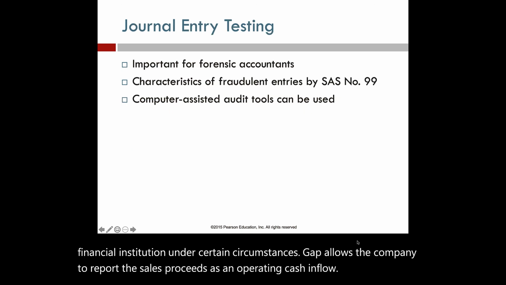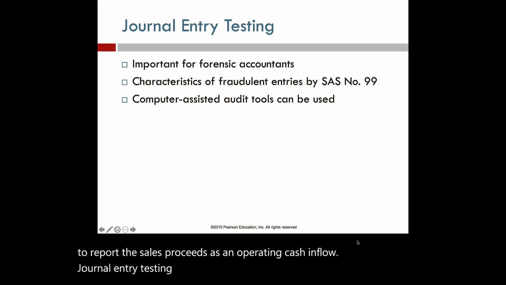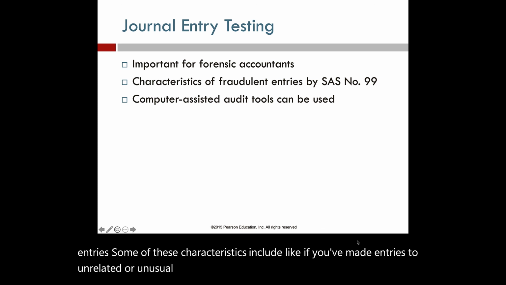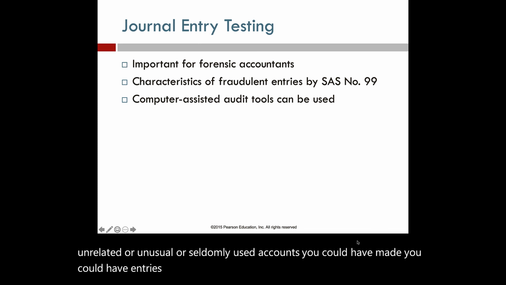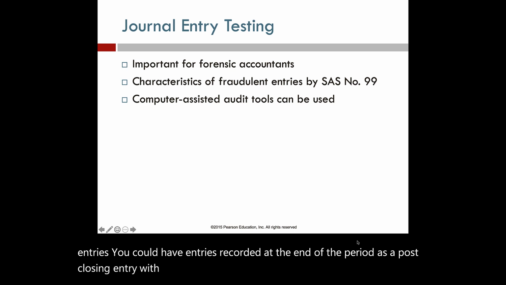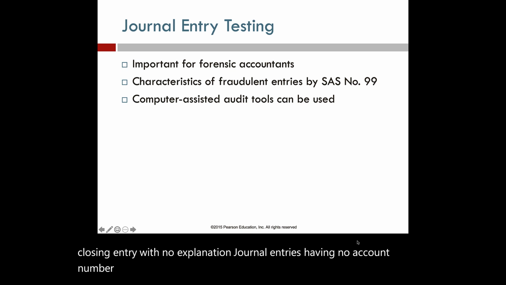Journal entry testing identifies several common characteristics of fraud entries. Some of these characteristics include entries made to unrelated, unusual, or seldom-used accounts. You could have entries made by individuals who do not normally make journal entries. You could have entries recorded at the end of the period as a post-closing entry with no explanation, journal entries having no account number, or any journal entries that contain round numbers or consistent ending numbers.